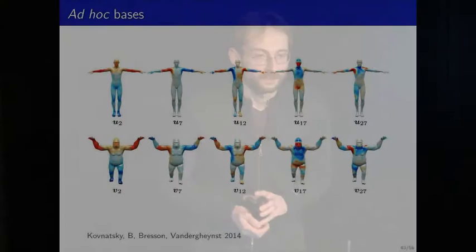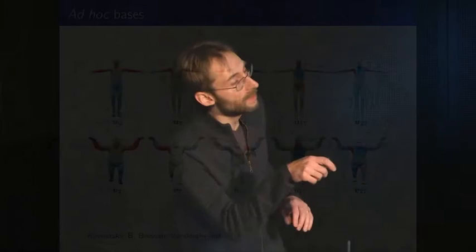And actually, it is interesting to look at these bases. So these are the first columns of the matrices U and V. And you can see that they are coupled, and they are also meaningful. They look kind of like harmonic bases. They look similar to eigenfunctions of the Laplacian.